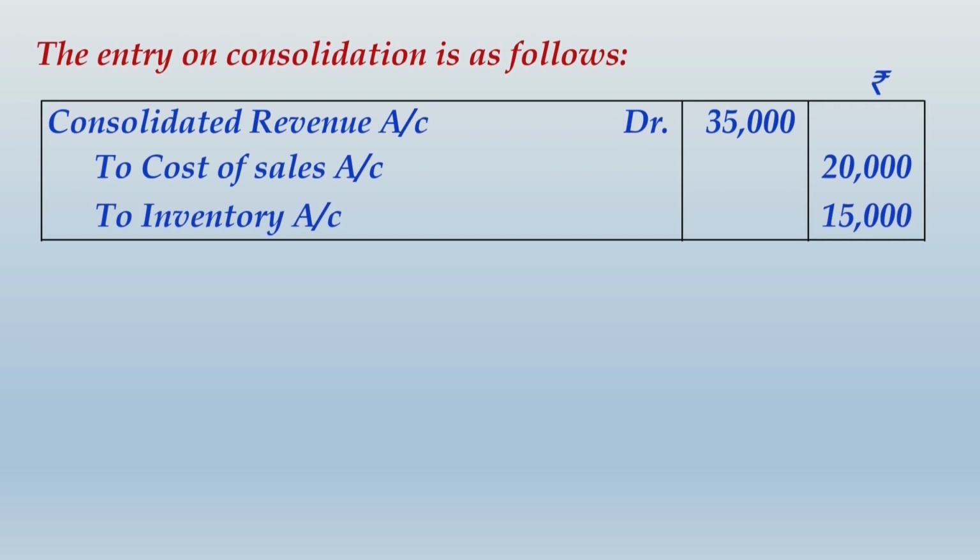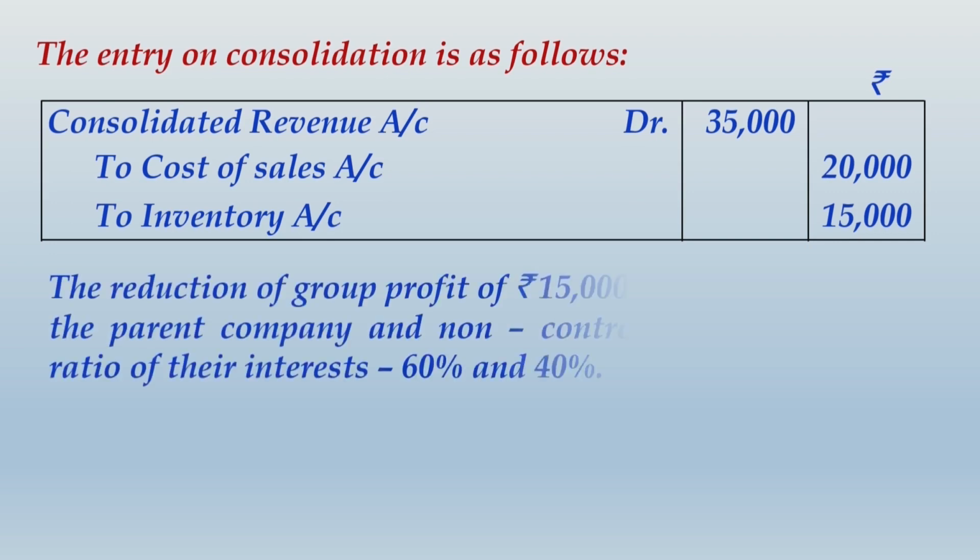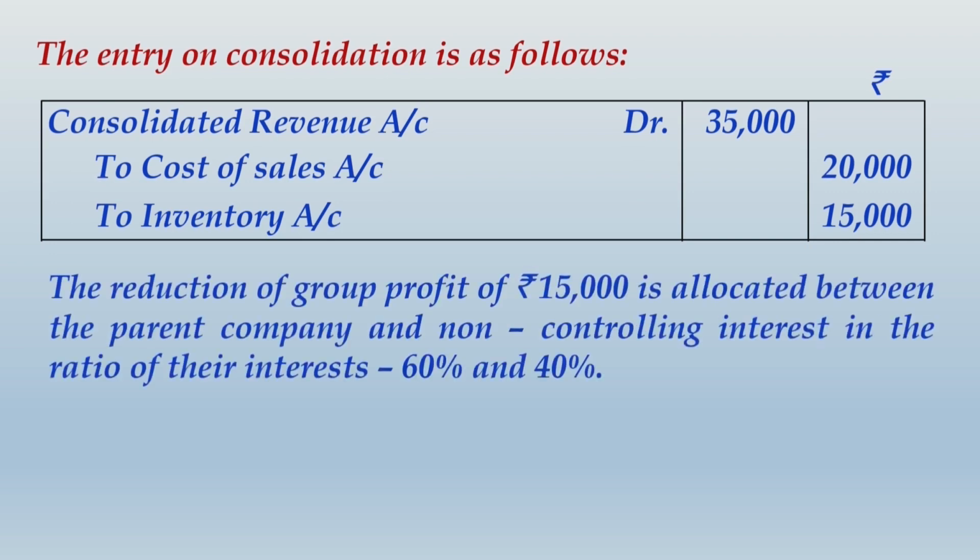So the journal entry will indicate consolidated revenue debit to cost of sales to inventory, and finally what you get is the reduction in profit as well as a simultaneous effect on reduction in inventory, and the profit that you are trying to reduce is basically an unrealized profit which must be eliminated. Now further you should mention that the reduction of group profit of rupees 15,000 is allocated between the parent and non-controlling interest in the ratio of their interest, that is 60% and 40%. So write up this whole thing and that will be end of the answer.